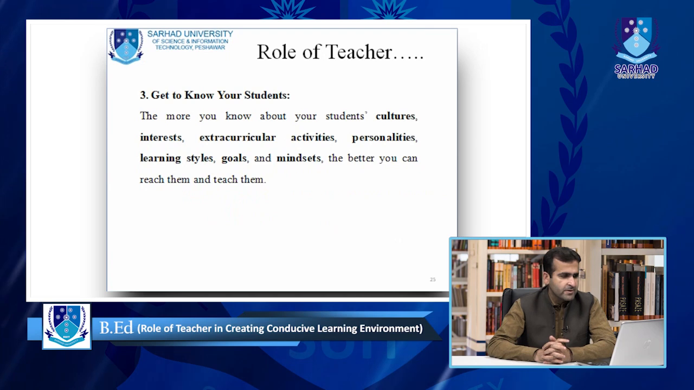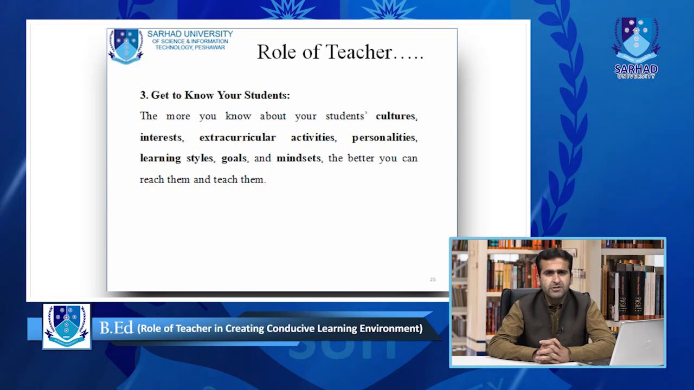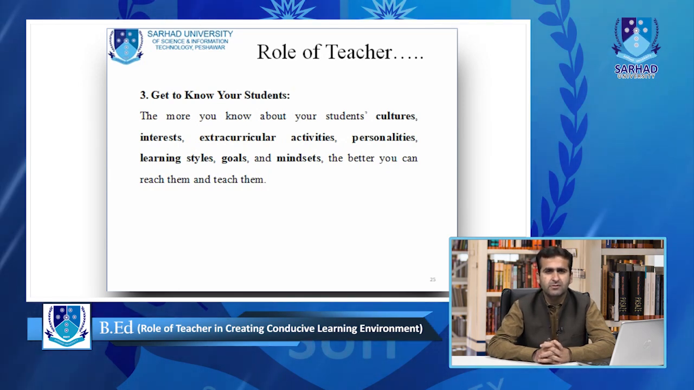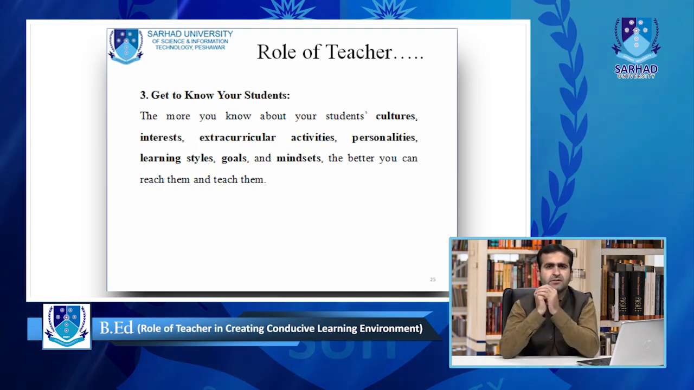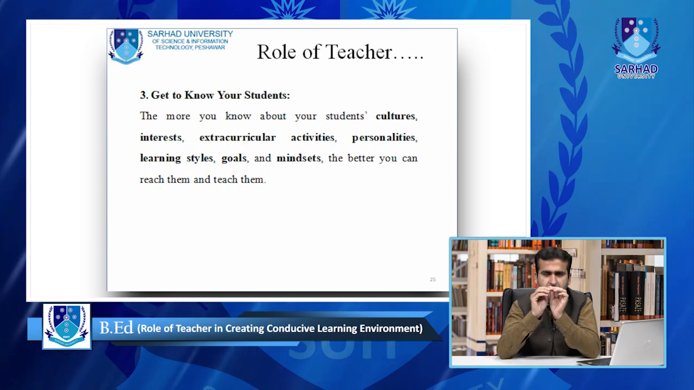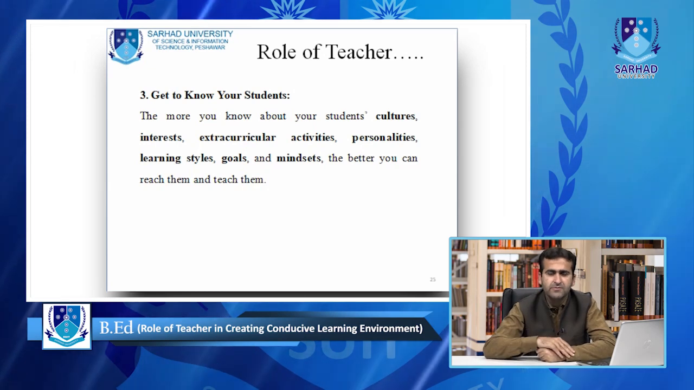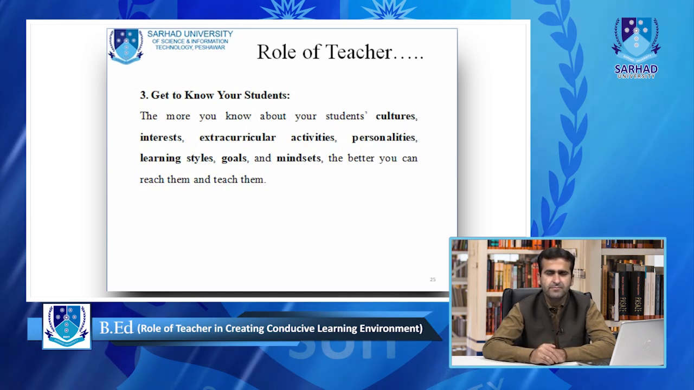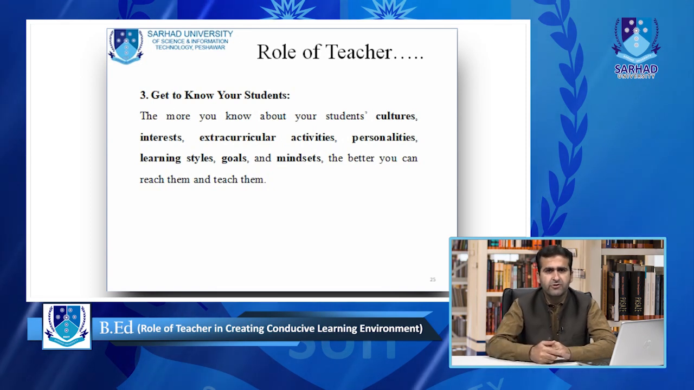Third, get to know your students. A teacher needs to know their students. How to know their students? First of all, a teacher must memorize the names of their students. By doing so, the student may get encouraged that yes, the teacher knows me practically, personally. The teacher knows me by name. That's why it will be a type of motivational factor for the student.